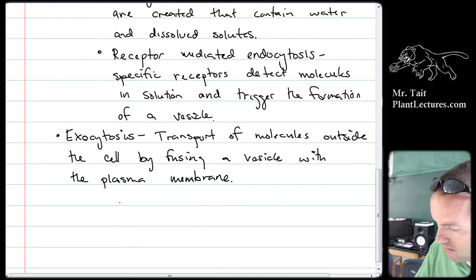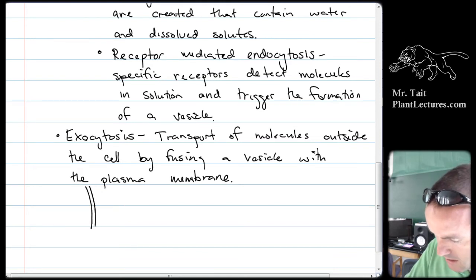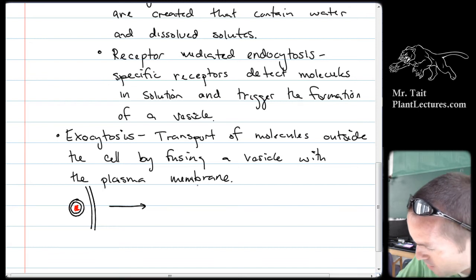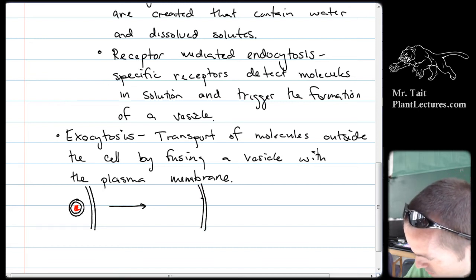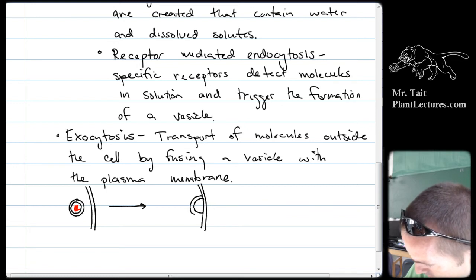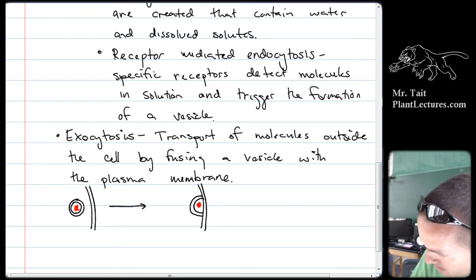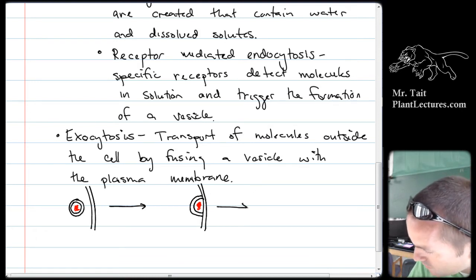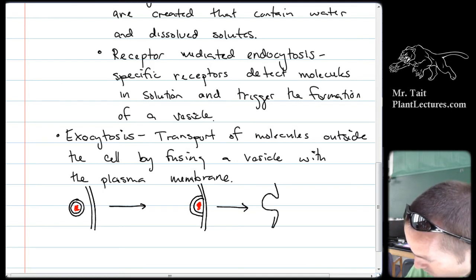So what this would look like, you've got plasma membrane here, here's a vesicle on the inside. This vesicle contains a protein of some kind. It's going to then fuse with the membrane, like this. And the membrane is going to break apart to allow that thing out.